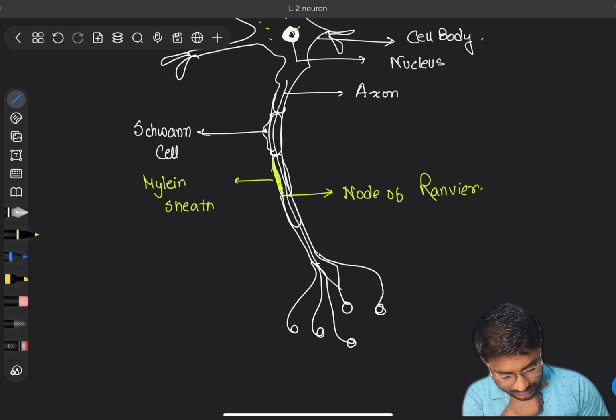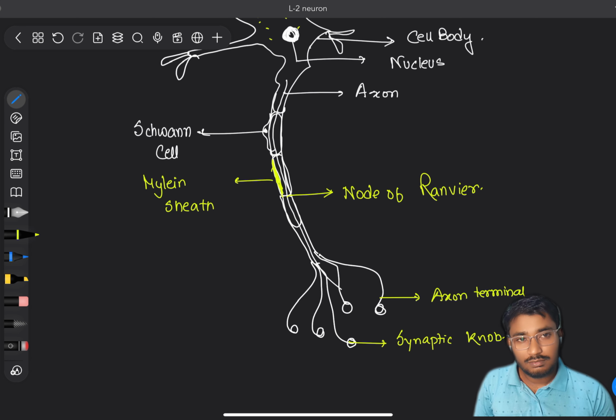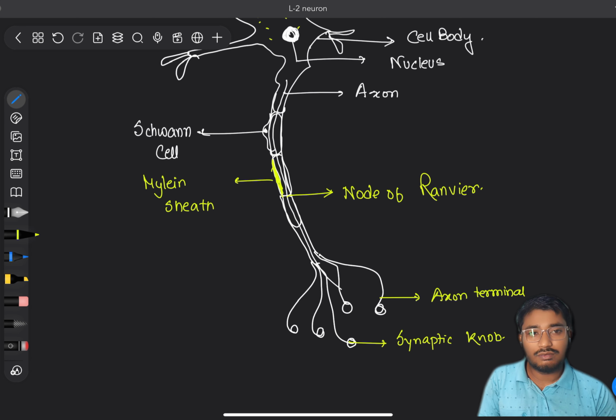And these are the axon terminals, and these are the synaptic knobs. So I have made it clear how the neuron generally looks.